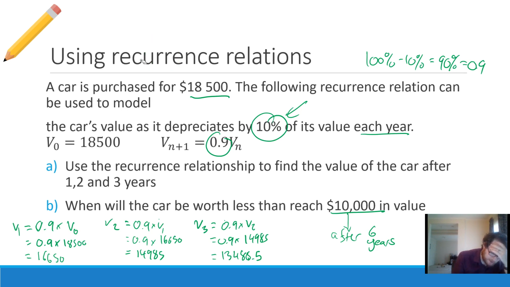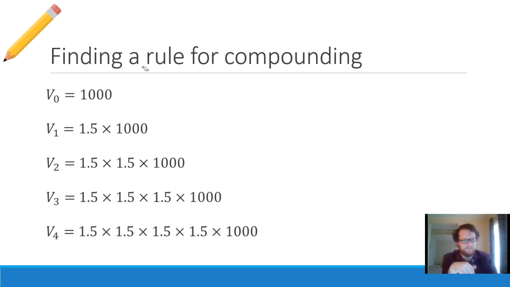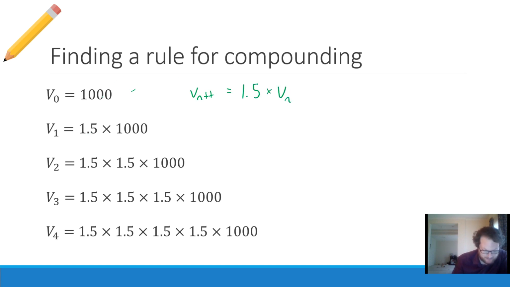But let's now look at what this one means in a similar way to how we did arithmetic. Let's see if we can find a formula. So with this one, let's take V0 being 1,000. So grab a look. V1 is 1.5 times 1,000. So this would mean that Vn plus 1 is 1.5 times Vn. So here's Vn. Vn plus 1 is 1.5 times that.